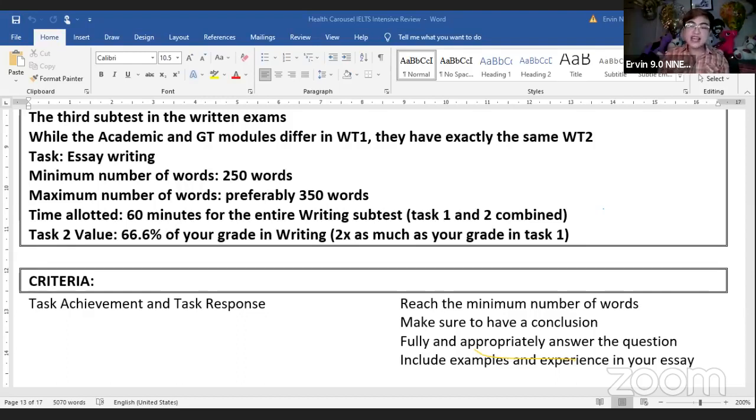Now, let's have a recap of these five questions. Were you able to finish the writing task with a proper closure? Were you able to come up with a minimum number of words, and that's 250? Number three, were you able to fully and appropriately answer the question? Number four, were you able to provide examples as part of your essay? Or if you cannot think of a global or a local example, that's when you include a personal experience.